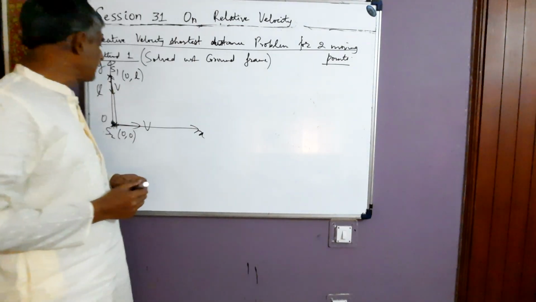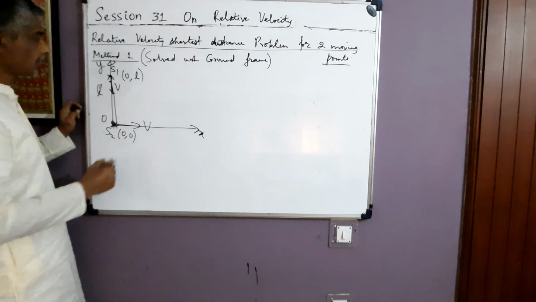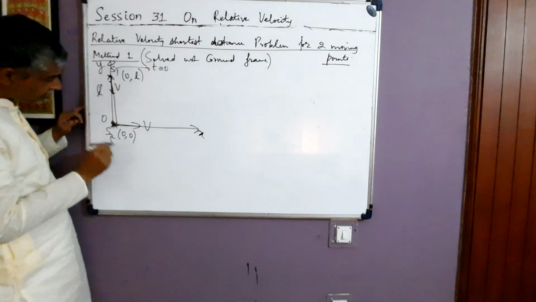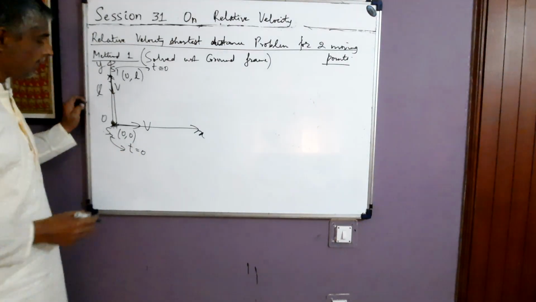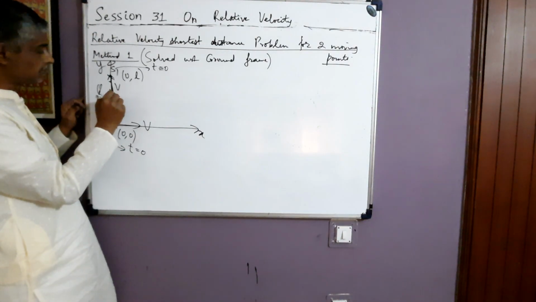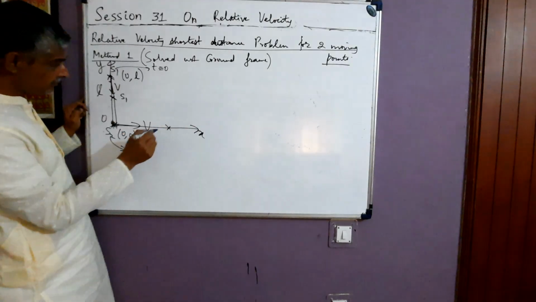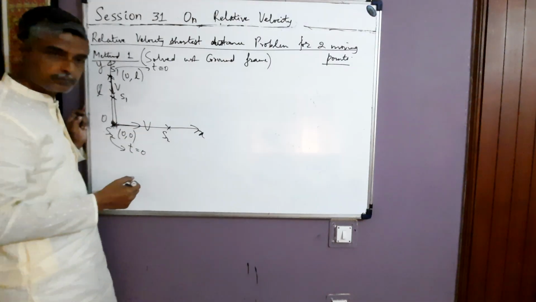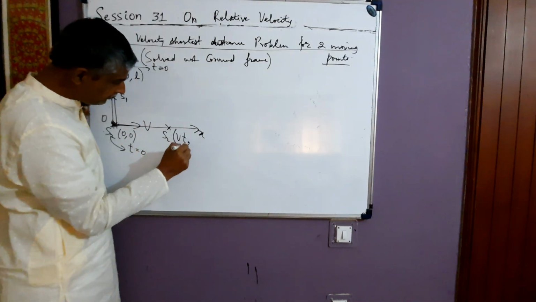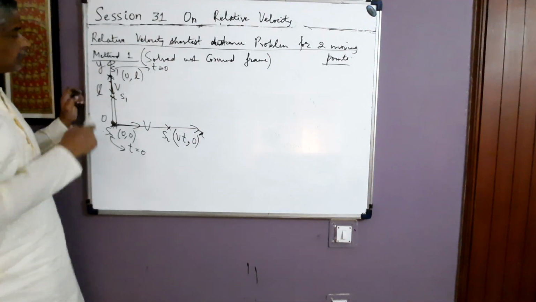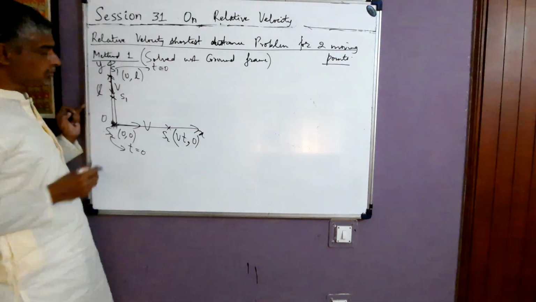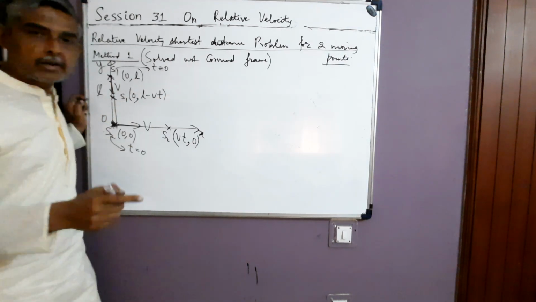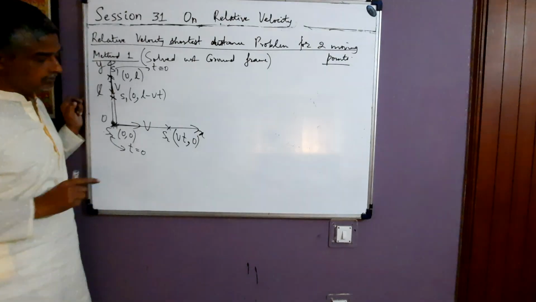Now this is the situation at time 0. At time t, we write down the coordinates of these two ships. At some time t, S1 must have reached here and S2 must have reached here. The diagram is not drawn to scale. In time t, S2 will move a distance Vt rightward, so at time t the coordinate of S2 will be (Vt, 0). Similarly, in time t, S1 will move a distance Vt towards south, so at time t the coordinate of S1 will be (0, L minus Vt).